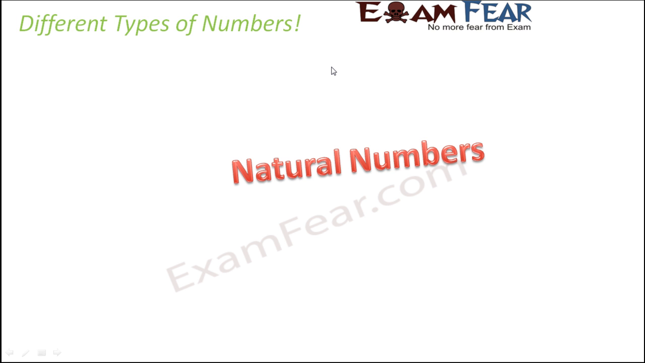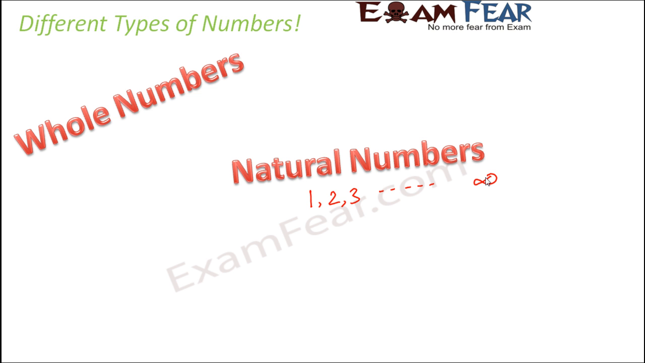For example, natural numbers. What are natural numbers? These are the numbers starting from 1, 2, 3 till infinity. If you keep counting numbers, they never end, right? You might reach hundreds, then thousands, then 10,000s, then lakhs, 10 lakhs, and so on. So the list will never end. It begins with 1. So when you talk about natural numbers, any number between 1 and infinity is called a natural number.